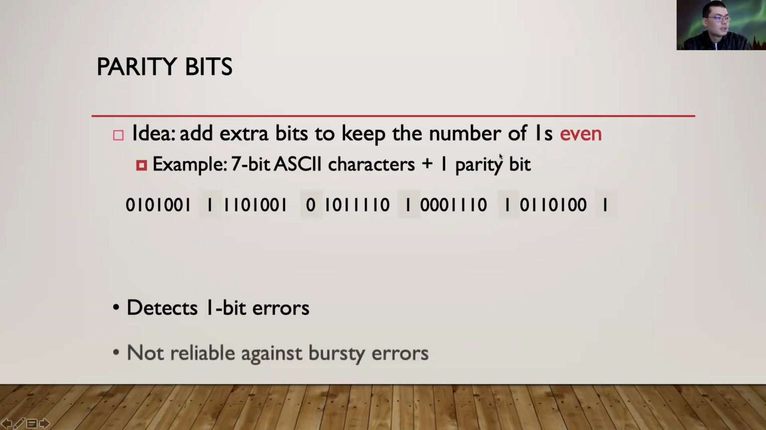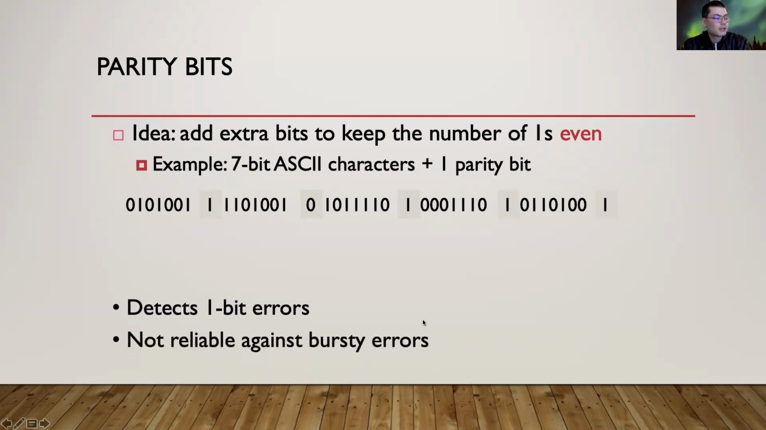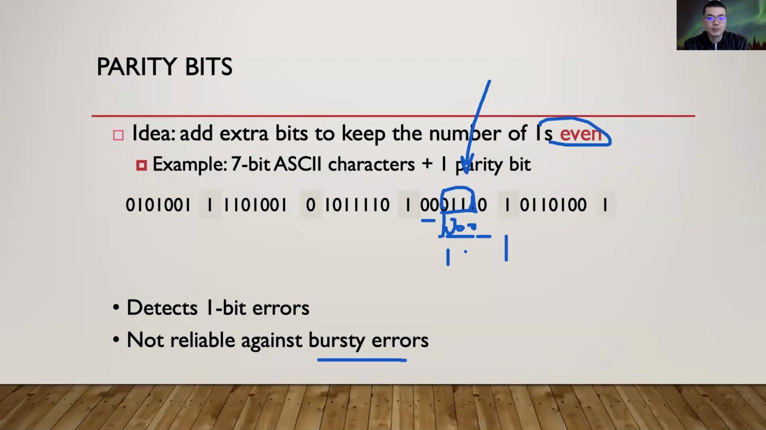But this is not reliable against burst errors. As I said, if you have 2 consecutive bits that are wrong, or 4 consecutive bits that are flipped, then there's no way it can protect you. For example, if you have a burst signal and all 4 bits are flipped to 1000, then because there are 4 of them, it cancels out in some sense. You can see 0, 1, 0, 0, 0, 0. So we only have 1 one and we append 1, which still looks fine, but actually we have 4 wrong bits. So as long as there's a burst error, we're in trouble.